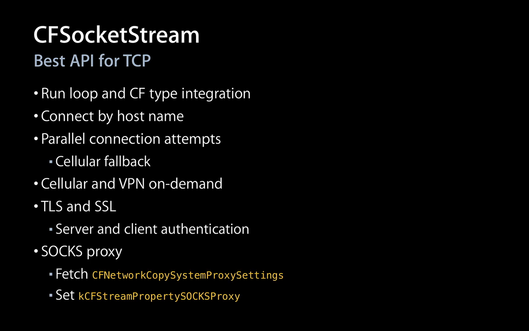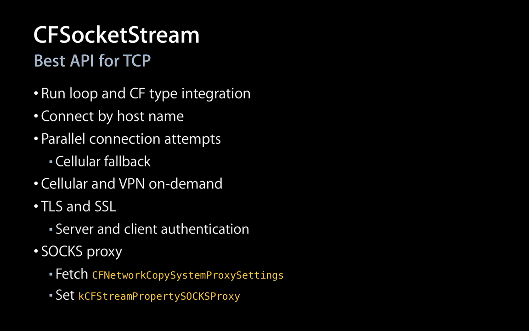We'll keep doing this until we run out of addresses to try or until we've established a connection. There's a new variant of this in iOS 6 that we're going to talk about briefly soon called cellular fallback. You'll get all of this for free if you're using CFSocketStream. If you try and roll your own, it will take a long time, and it's really hard.